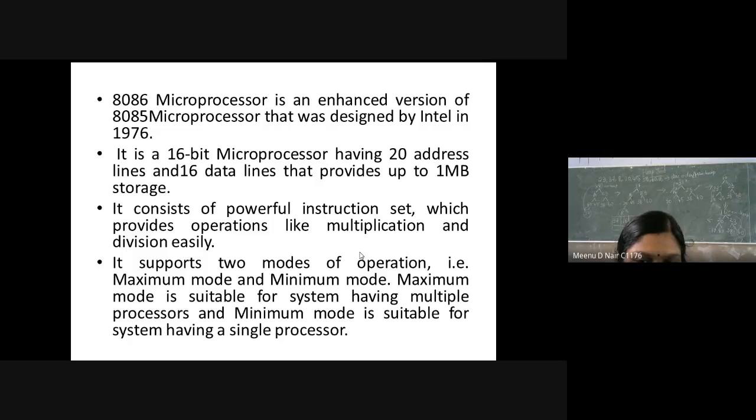And the modes of operation, all those things we will see later. But as an introduction, you can say that there are two modes. It supports a maximum mode as well as a minimum mode. Maximum mode is when you are using multiple processors together. If it has only a single processor, you can call it the minimum mode of operation. This is just an introduction about your 8086.